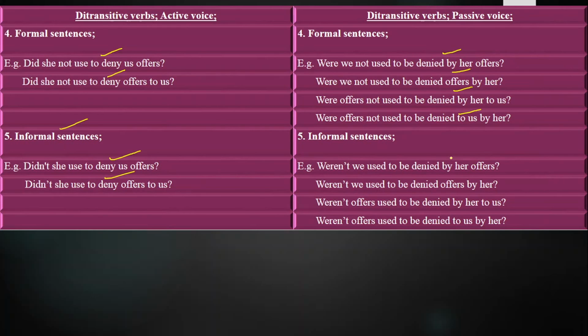Weren't we used to be denied by our offers? Weren't we used to be denied offers by her? Weren't offers used to be denied by her to us? Weren't offers used to be denied to us by her?